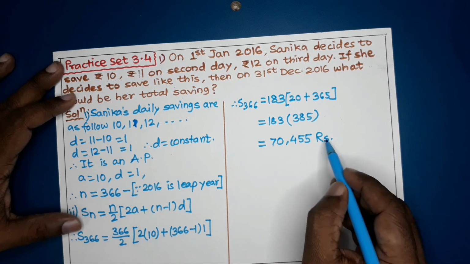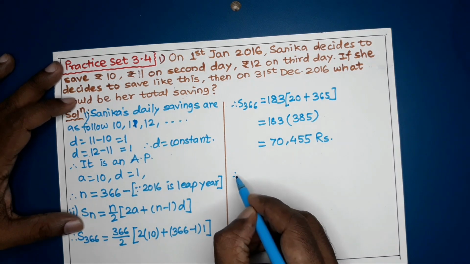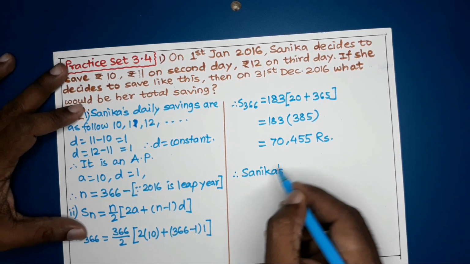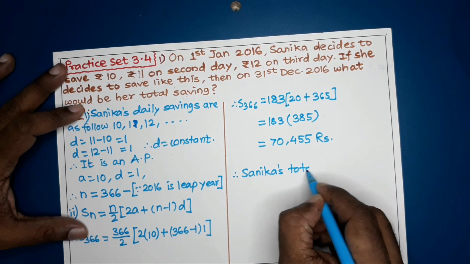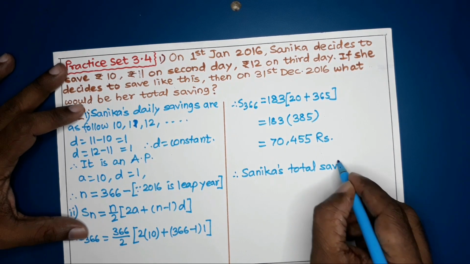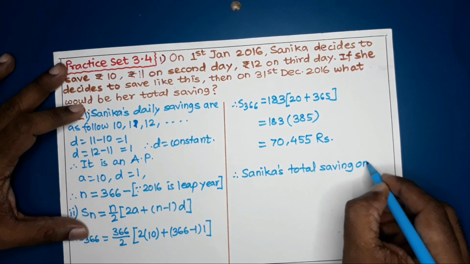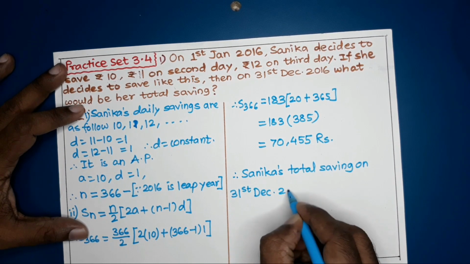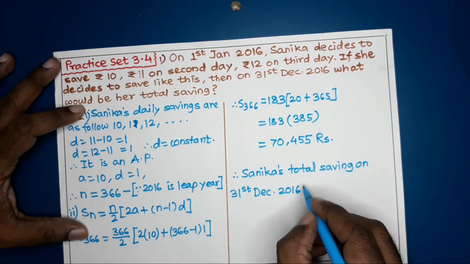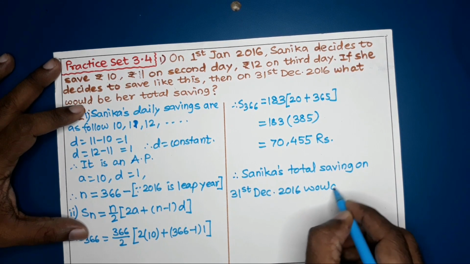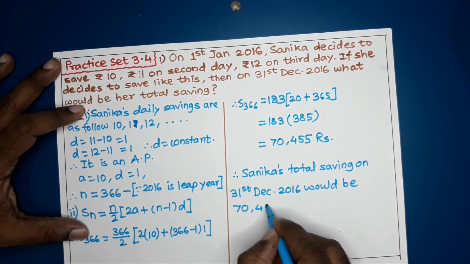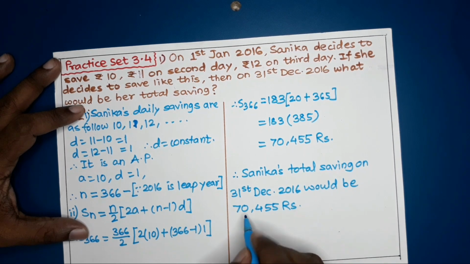So we write the unit rupees. Okay, so our final answer is Sanika's total saving on 31st December 2016 would be 70,455 rupees. Okay, just highlight the final answer.